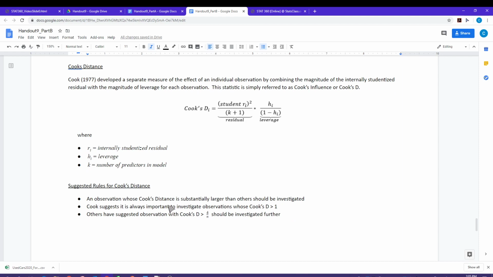An observation whose Cook's distance is substantially larger than the others should be investigated. And then Cook gives some general guidelines here. You certainly should look at Cook's distance bigger than 1. And also we have this idea of Cook's distance bigger than 4 over n. Observations whose Cook's distance is bigger than 4 over n deserve additional consideration.